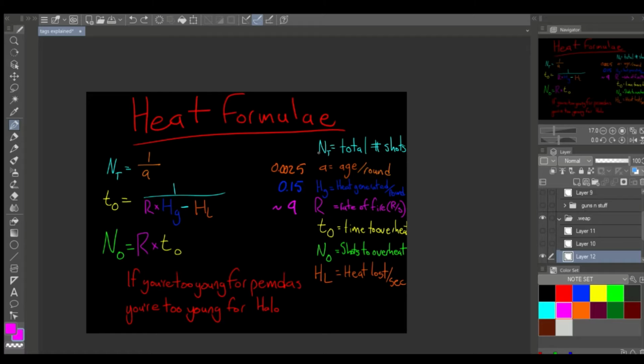Okay, so age is between 0 and 1, with 1 being 0 battery. I know that doesn't make sense, but think about it like this. You start from 0, you go to 1. Once you hit 1, you can't shoot anymore. That's pretty much how it goes. Same thing with heat generated. So there's age, and there's also heat.